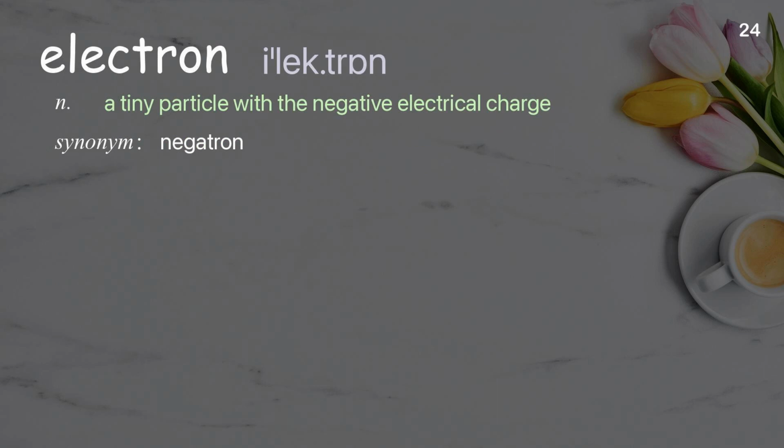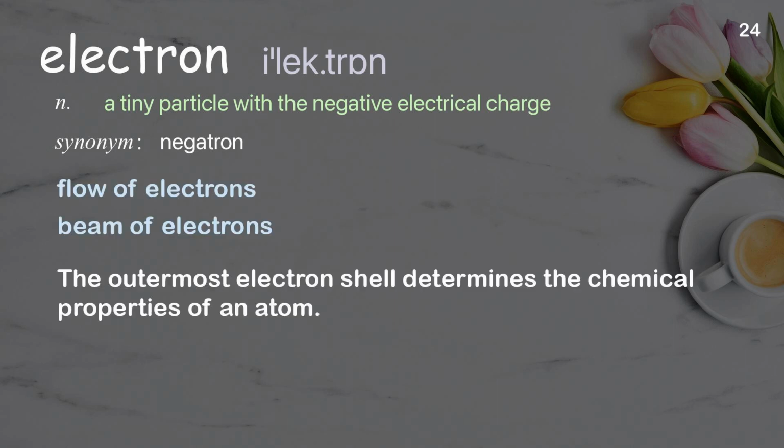Electron. A tiny particle with a negative electrical charge. Examples: Flow of electrons. Beam of electrons. The outermost electron shell determines the chemical properties of an atom.